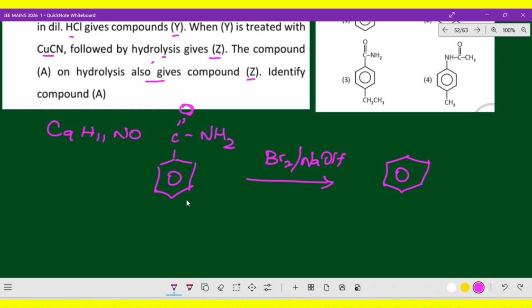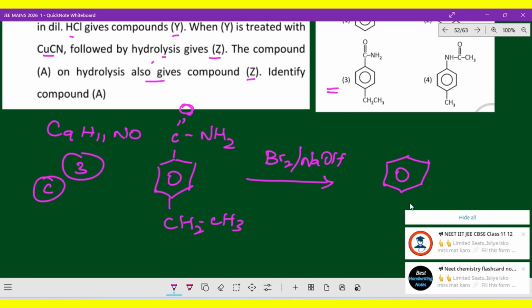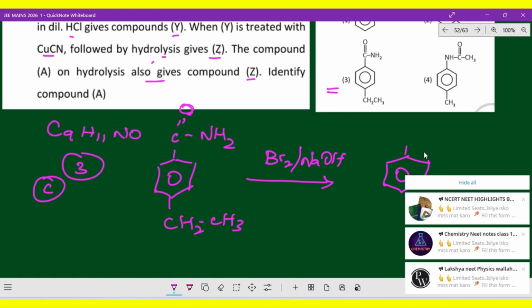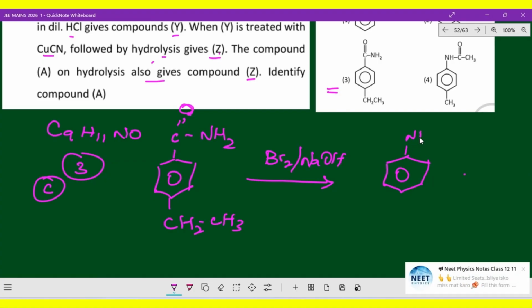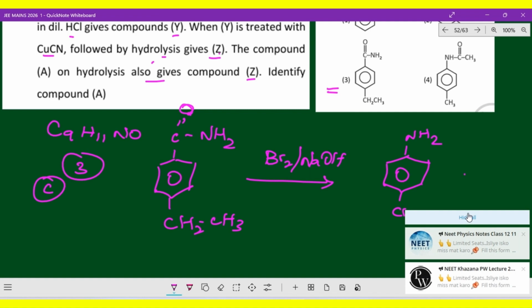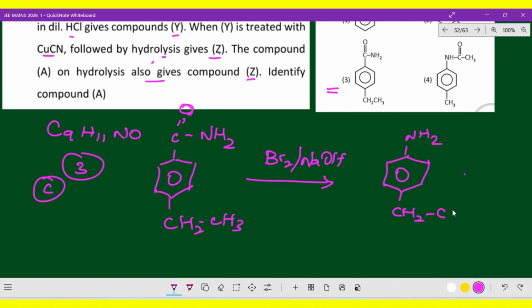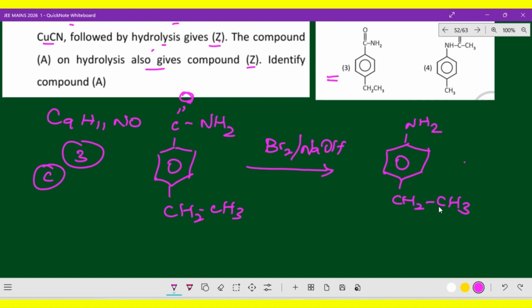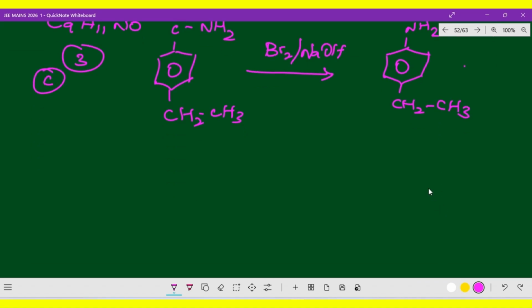Right. Now here, this is compound C, right? So CH2, CH3. I will tell you that reason later. Now this is C, that means option 3. Let us check. That is hit and trial method only. Now here, NH2, so you'll be getting here CH2, CH2, CH3. Right. Now, this is diazonium chloride. When we go for NaNO2 and HCl, you'll be getting what?